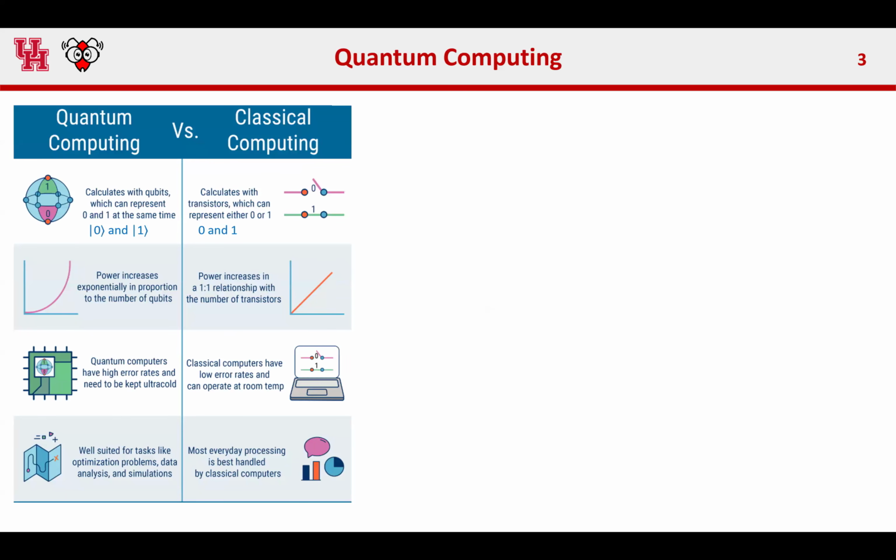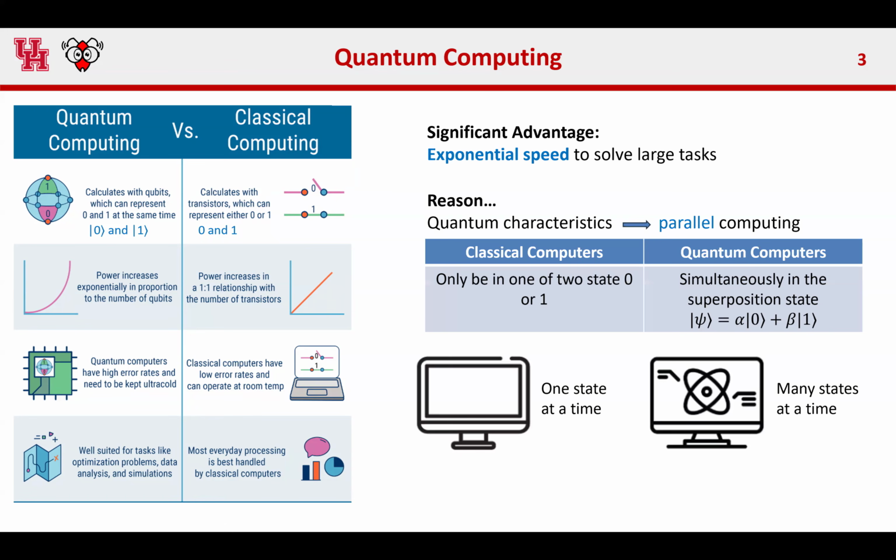So let's start. First, I will give you some background about quantum computing. Here is a table showing the difference between quantum computing and classical computing. Quantum computing calculates with qubits, qubit 0 and qubit 1, but for the classical computer, which we are really familiar with, it calculates with bits, bit 0 and bit 1. Compared with classical computing, quantum computing has exponential speed and also a higher error rate. One of the important things is that quantum computing has exponential speedup for solving large tasks.